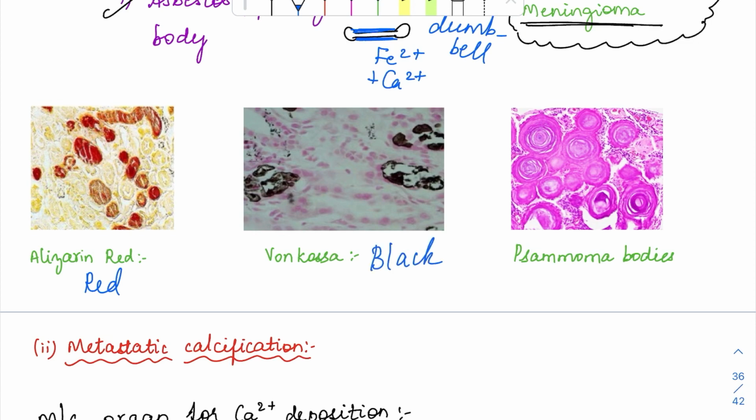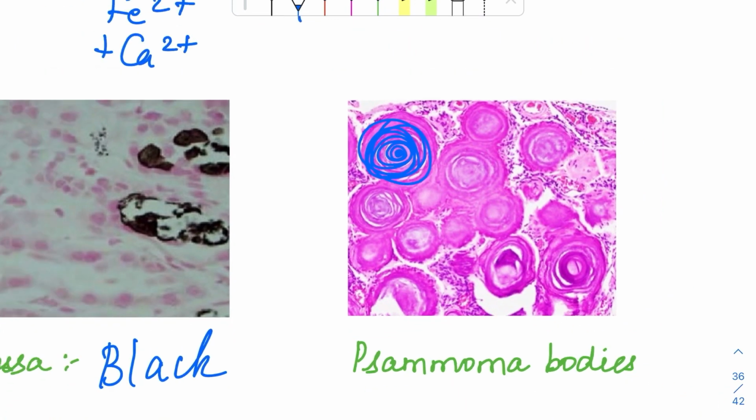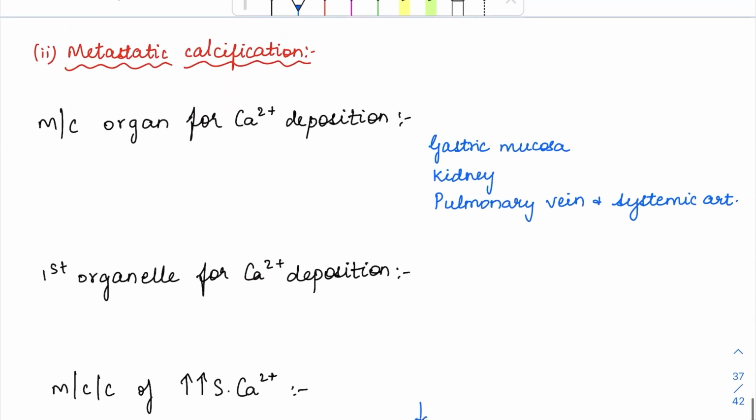Don't confuse von Kossa stain with Fontana-Masson stain. Fontana-Masson stain will stain melanin black, while von Kossa stain will stain calcium black. The third image is the classical image of Psammoma bodies. Can you appreciate? It is all having this laminated onion skinning kind of pattern seen in many of the papillary tumors.